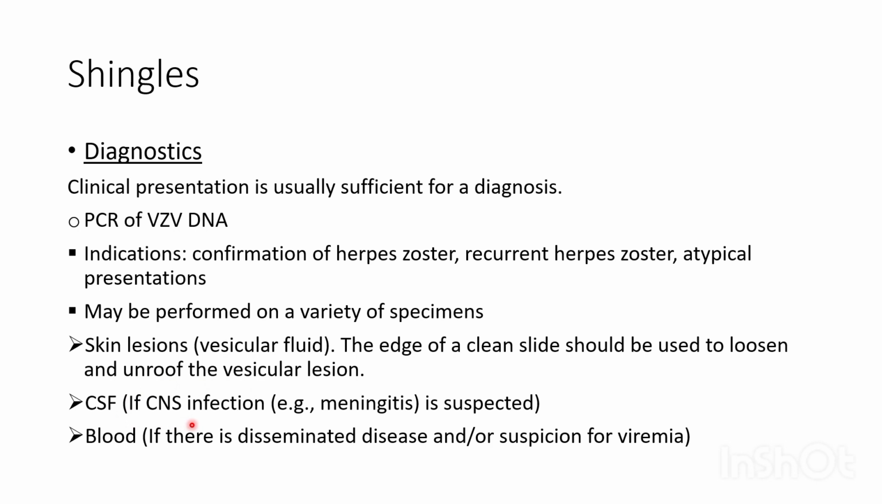CSF. If CNS infection, for example meningitis, is suspected. But if there is disseminated disease and a suspicion for viremia, skin lesions, CSF, and blood from all these samples for PCR could be taken.